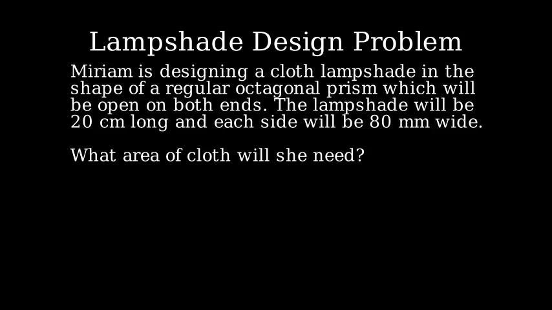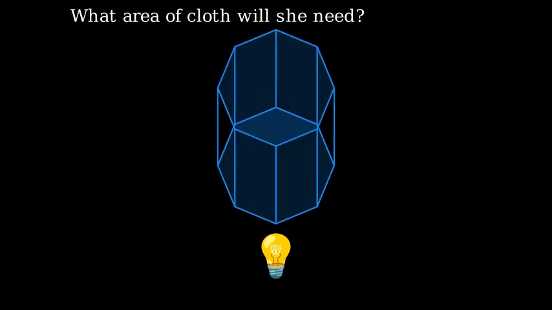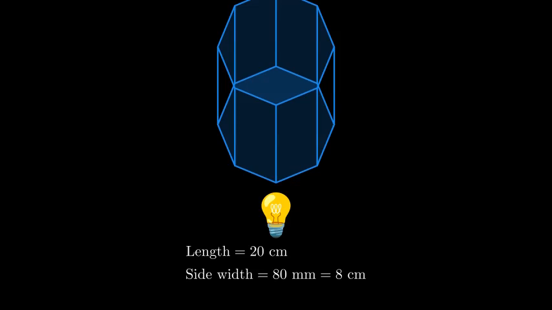Let's start by visualizing what this lampshade looks like. It's a regular octagonal prism, which means it has 8 equal sides around its perimeter. The lampshade is 20 centimeters long, and each side of the octagon is 80 millimeters wide, which is equivalent to 8 centimeters. Also note that the lampshade is open on both ends.